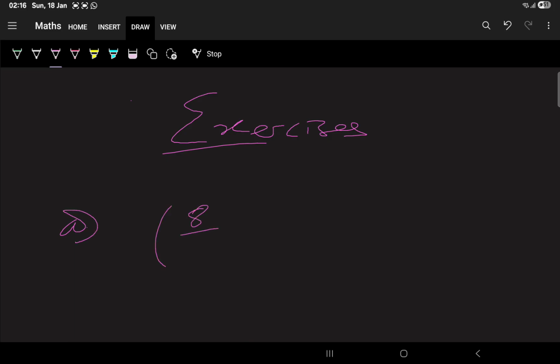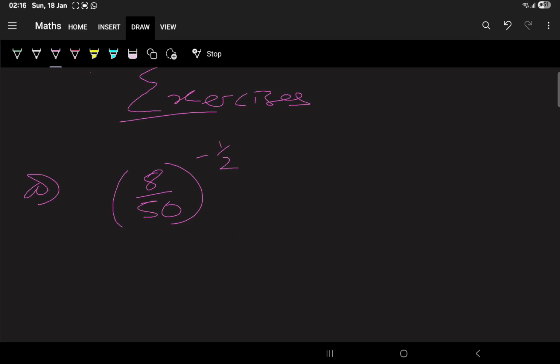Let's move on to the business of the day. So we have our exercises here. Now the first one is 8 divided by 50 raised to the power of -1/2.